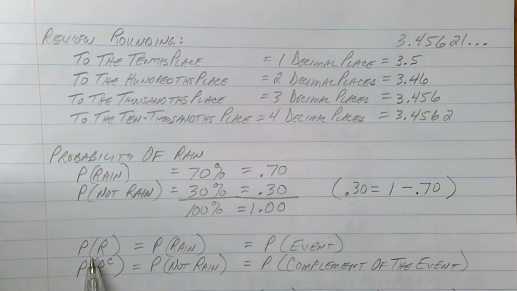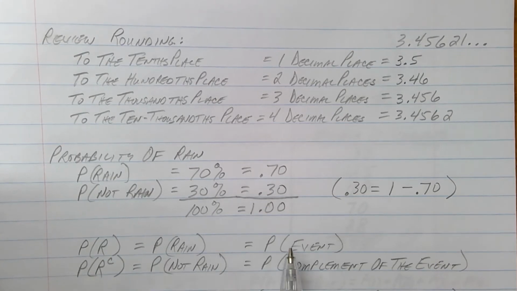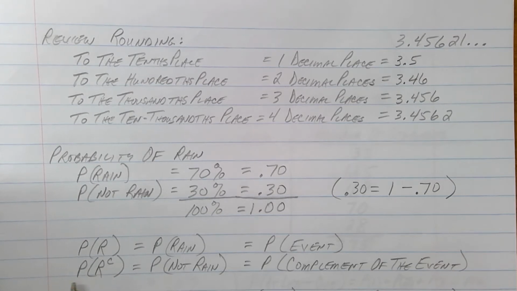All right, here's some notation. So we could say probability of rain. We could abbreviate rain to R. Probability of R. All right, that's our event. This isn't real common, but this is the probability of not rain. It's the probability of the complement of the event. The event was rain. The complement is not rain. So this is the probability of the complement of rain. It's basically just the probability that it won't rain.